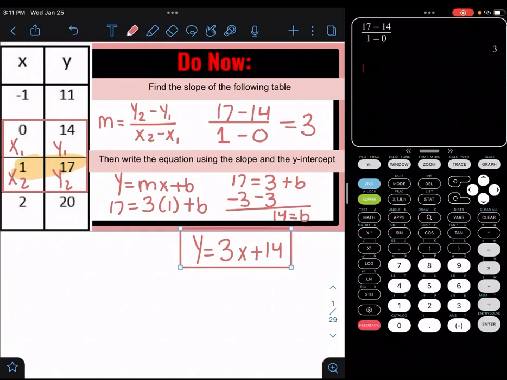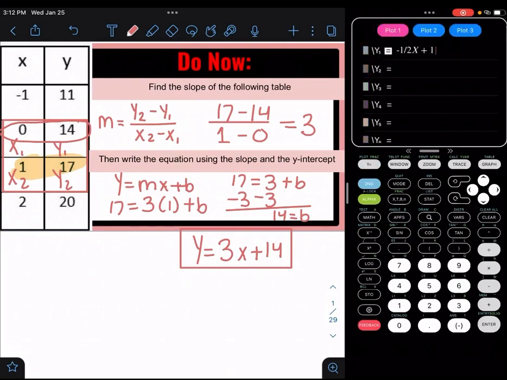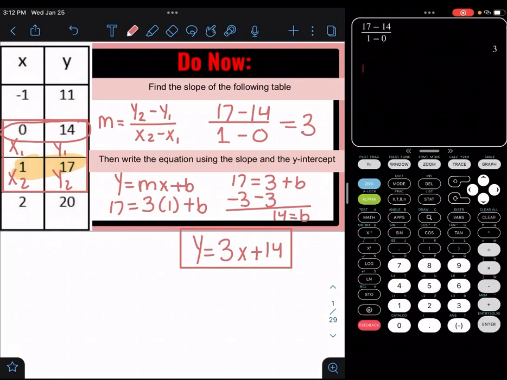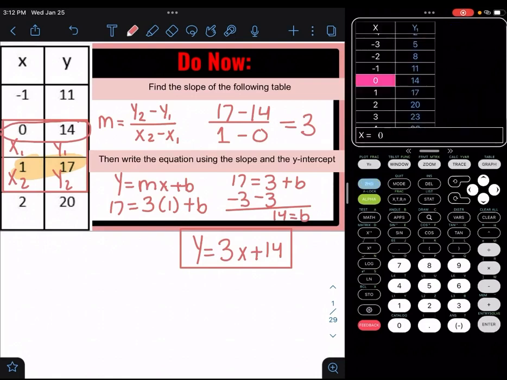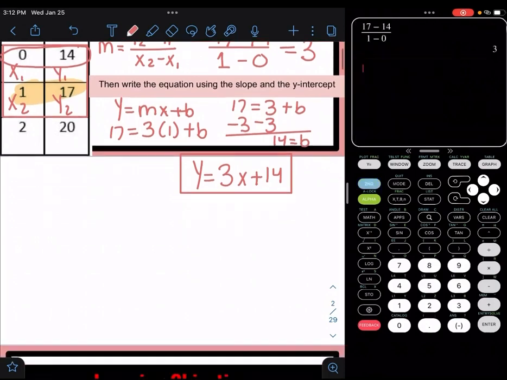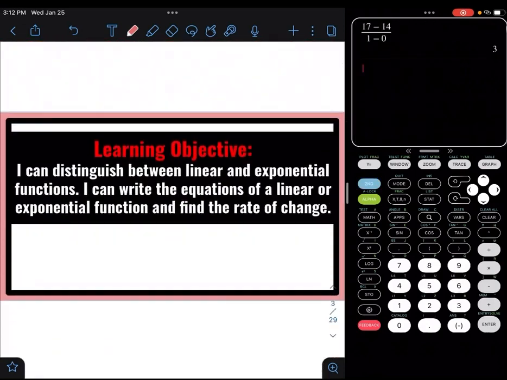Another way you could find the y-intercept is if you know that a y-intercept is always when x equals 0. Right here we would know that our y-intercept was 14. And we can double check that this is correct by going to our graphing feature. Let's type in the equation, 3x plus 14, enter. Let's go look at the table and make sure we have the same numbers: 0 and 14, 1 and 17, 2 and 20. That looks good.